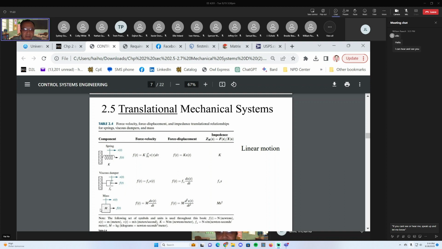And last but not least is the mass. A lot of you should remember this from physics. F equals ma squared. No, sorry. F is equal to ma. Or in other words, the force exerted is equal to the acceleration times the mass. Written in terms of the position, F is equal to the mass times the double derivative of the displacement. So in the Laplace domain, the big F is equal to ms squared times big X.